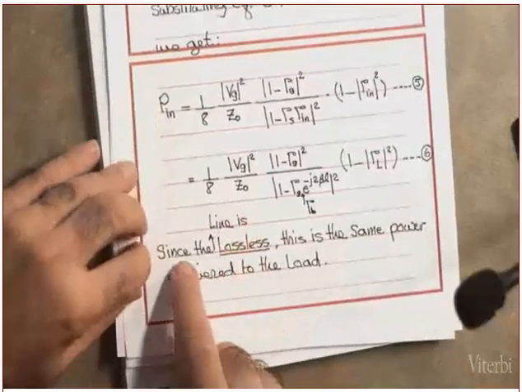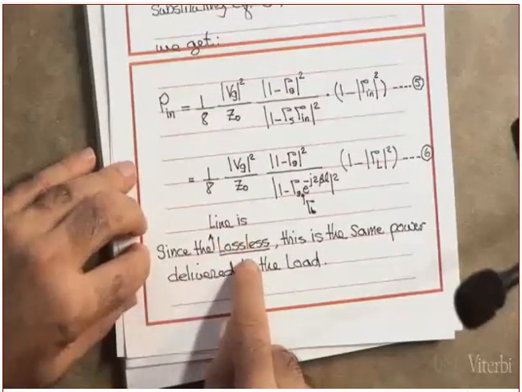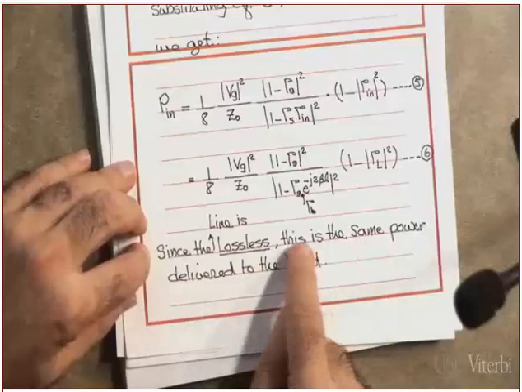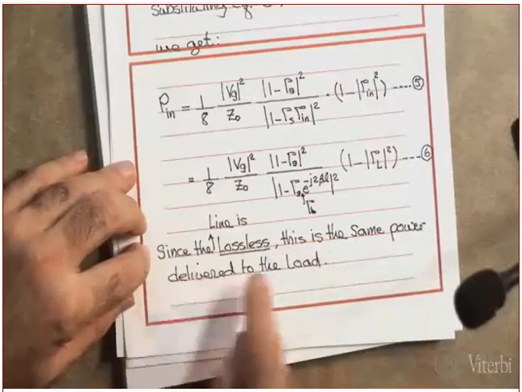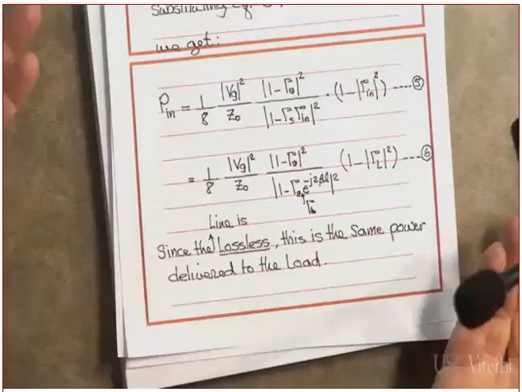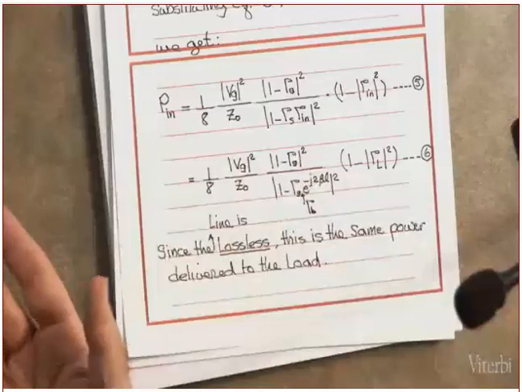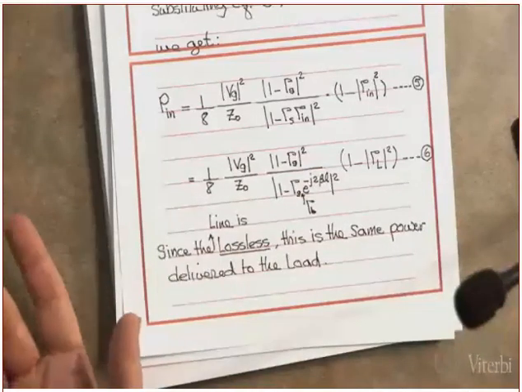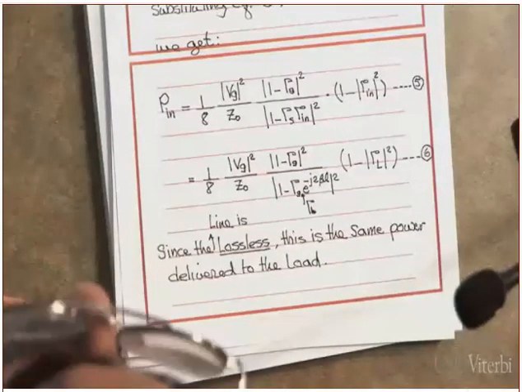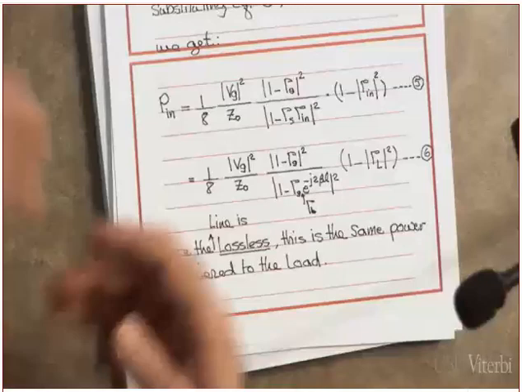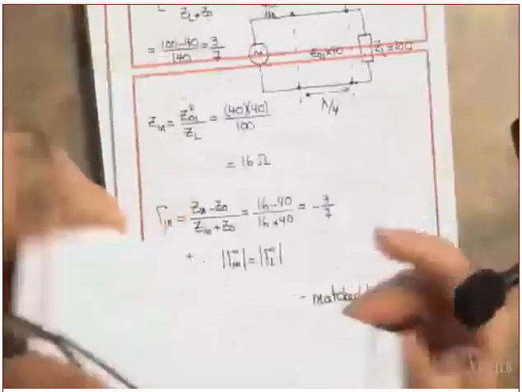Now, answer me the following question. Since the line is lossless, the transmitted power is the same as the power delivered to the load. The transmission line is lossless. It's not going to provide any losses. Did you get my point or not? Which means the following. Go back to the example from earlier. I will explain to you in detail.